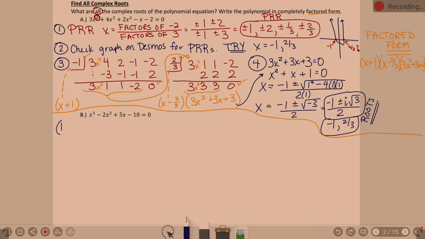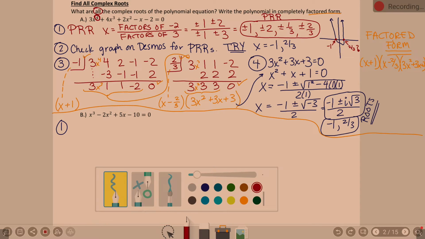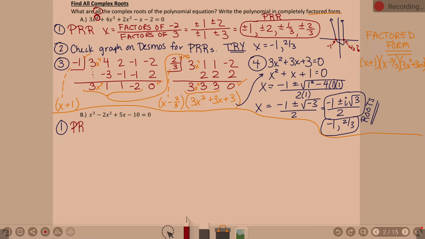Step 1 was to find our PRRs, possible rational roots. Now, that was going to be factors of what over what? Factors of the constant, which is negative 10, over factors of the lead coefficient, which is 1.